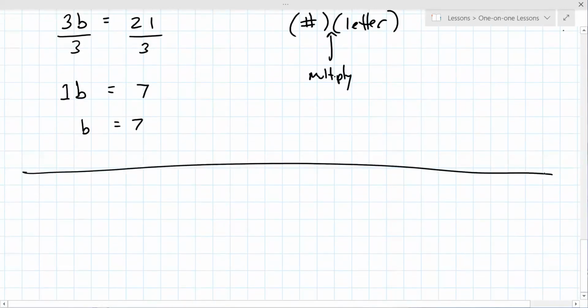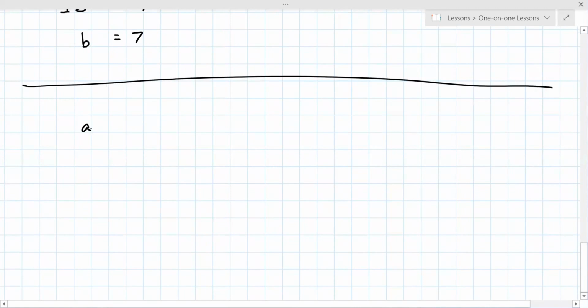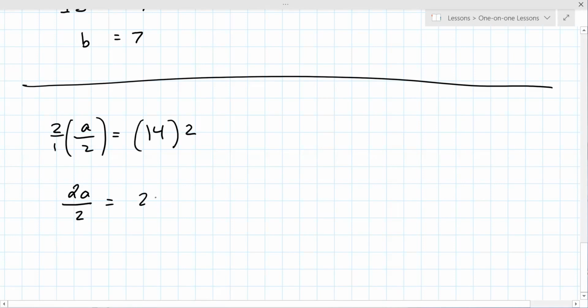Okay, so let's try another one here. Now we're going to do division. So a divided by 2 equals 14. This is dividing, so you undo division with multiplication. Sometimes students really want to expand on this, and you can. There's nothing wrong with that, but you should see that they cancel out. You could write 2a over 2 equals 28 because you're multiplying across, but then a equals 28 is your final answer.